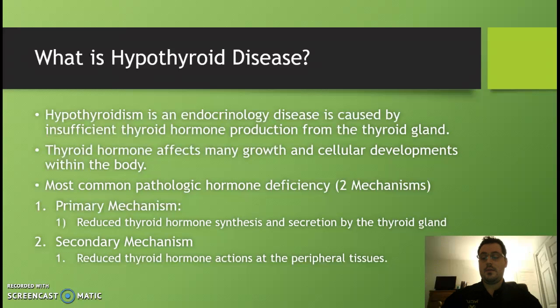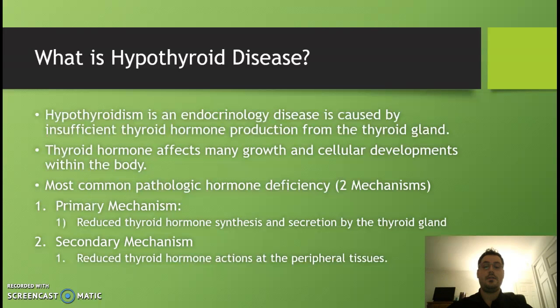The most common pathologic hormone deficiency is hypothyroid disease, and there are two major mechanisms by which it occurs. The primary mechanism by which it occurs is a reduction of thyroid hormone synthesis and secretion within the body. This occurs when the thyroid itself or supporting endocrine organs stop functioning. The secondary mechanism by which hypothyroid occurs is a reduction in the thyroid hormone actions at the peripheral tissues. In this case, thyroid production is up, but the body is incapable of using it properly.